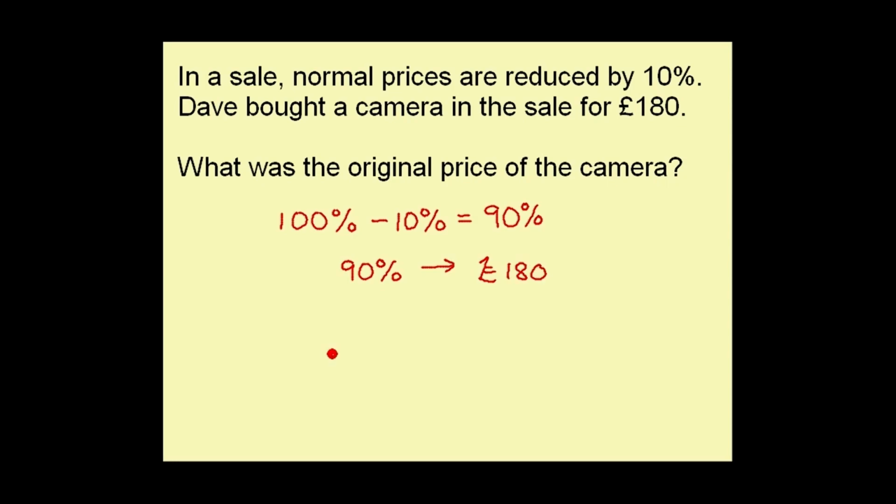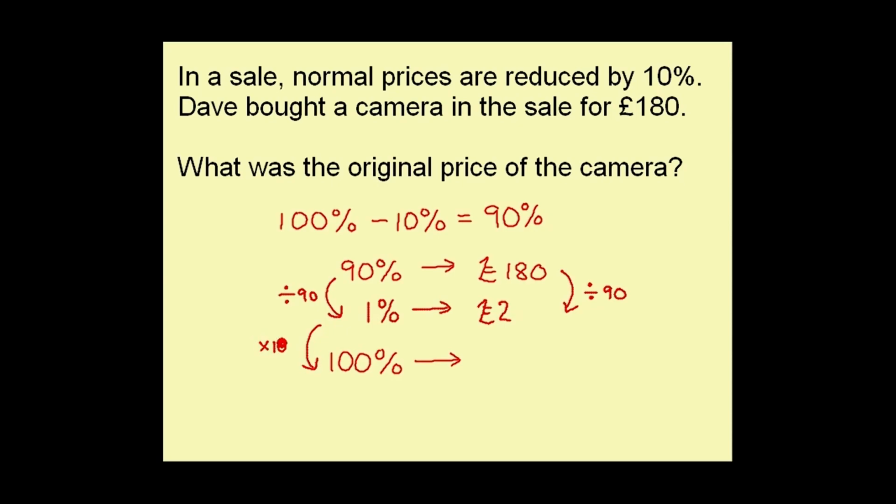What we want to do is work out 100%. So to help me get from 90% to 100%, I'm going to work out 1%. To get from 90 to 1, I divide by 90. So I'm going to do the same thing on this side. £180 divided by 90 is £2. Now to get from 1 to 100, I multiply by 100. So I do the same to this side. £2 multiplied by 100 is £200. So the original price of the camera must have been £200.